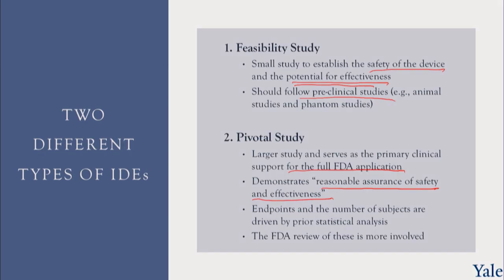And the FDA review of this is more involved. Effectively, when you apply for a pivotal study, you set the numbers in place, the setup in place, such that if it succeeds, then from here it is a straightforward process for the FDA to give you approval for the device to be used in clinical care. This is the last step prior to approval.